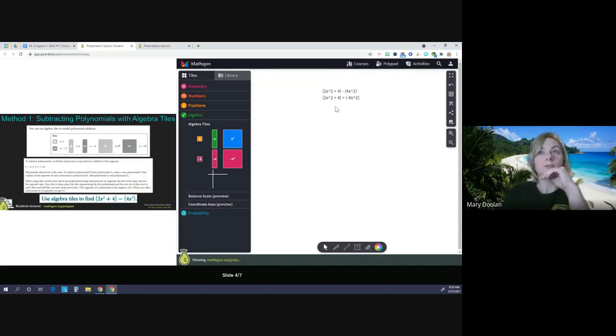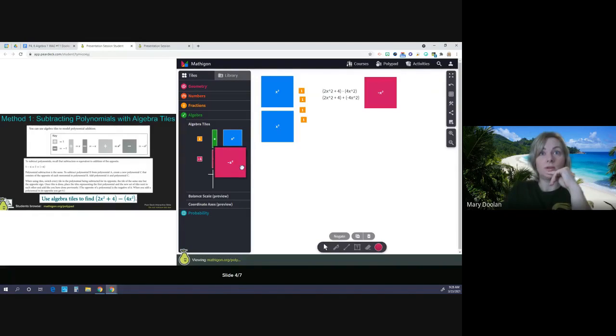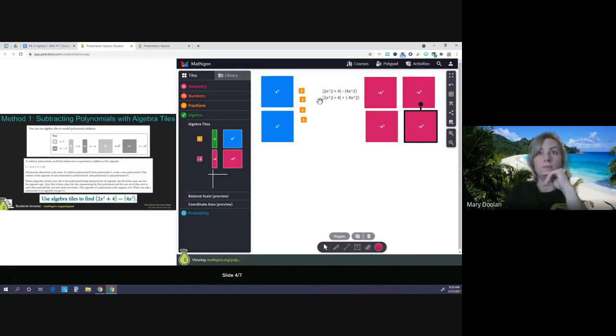And now I can represent this with algebra tiles. 2x squared, we have 1, 2, plus 4, so that's 4 of these. And then negative 4x squared. That's 4 of these. And you can drag them out individually, or you can also press this copy button to make copies a little bit quicker. All right, so 2x squared plus 4 is on the left, and then I'm adding to it negative 4x squared. And that's what I have on the right.